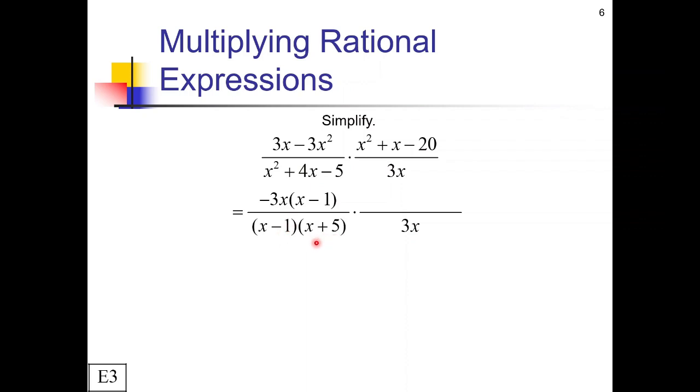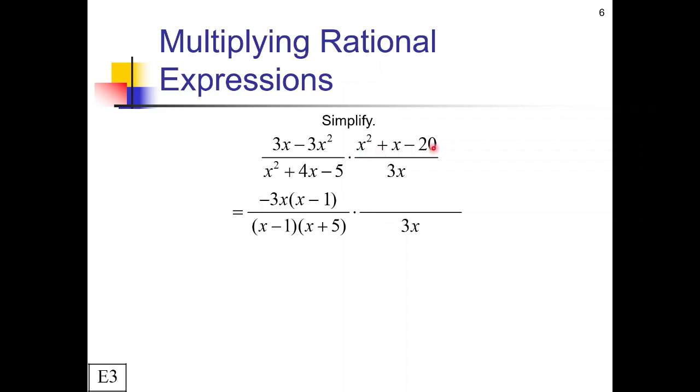And just kind of revisiting what I did up here, you might be wondering, well, why didn't I just take out a 3x instead of a negative 3x? If I took out a 3x, I would have had 1 minus x, which doesn't exactly match x minus 1. So that's another reason I ended up taking this negative out.